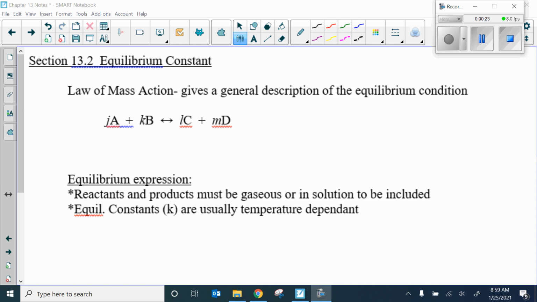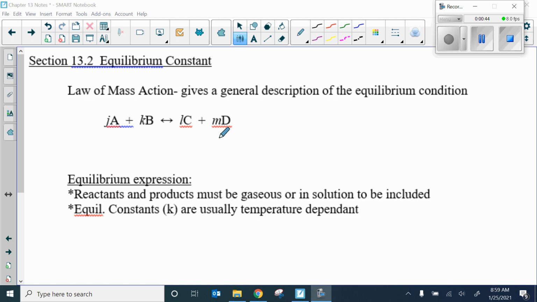This works very well, except in conditions of very, very high pressure and very saturated solutions. So it would be in situations where things couldn't act randomly, then maybe this law wouldn't work. Most of the time in what we're doing in here, it is going to work. So again, it's a balanced equation. You can see J, K, L, and M are just our coefficients.